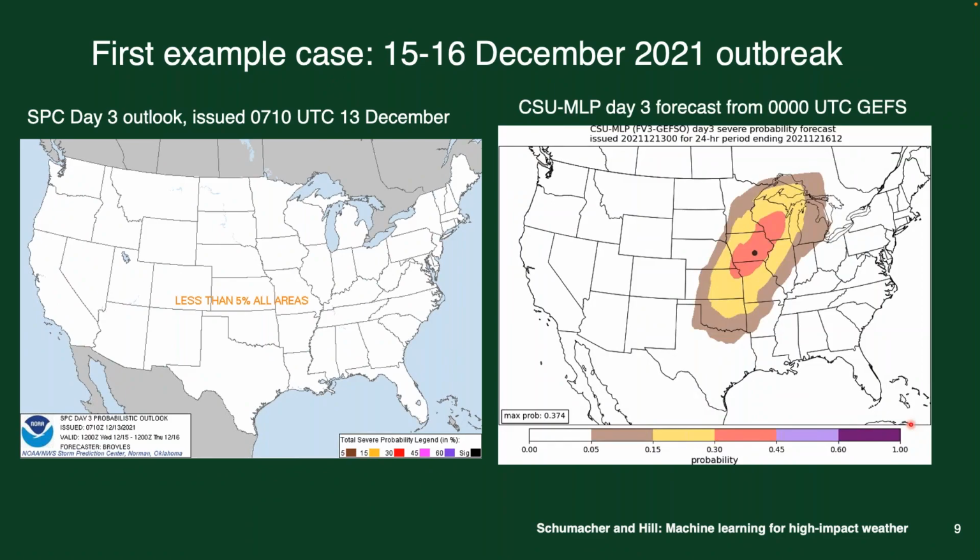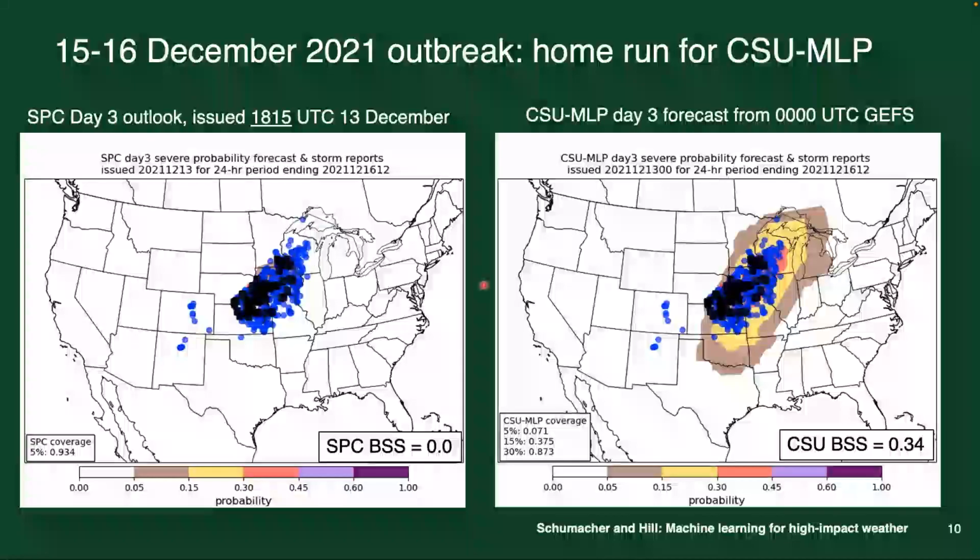But our machine learning system had quite a different idea of what was going to happen on that day, and you can see this region of high probabilities through much of the Midwest there, which would be pretty unusual for mid-December. And so then if we look at what actually happened in this event, as I'm sure many of you are familiar with, this was a big severe weather event across that area.